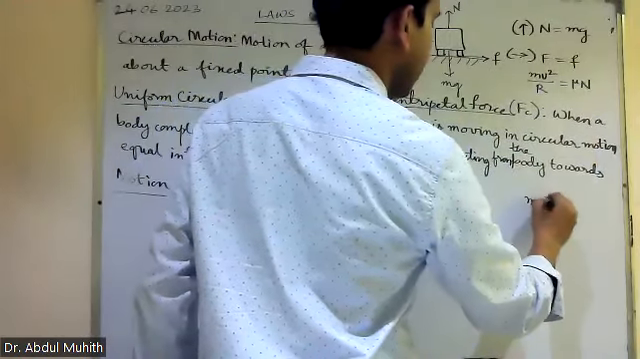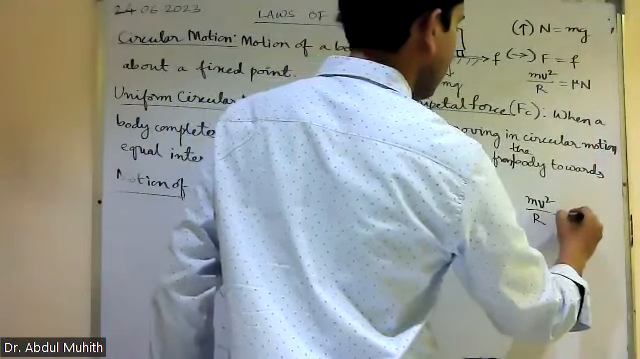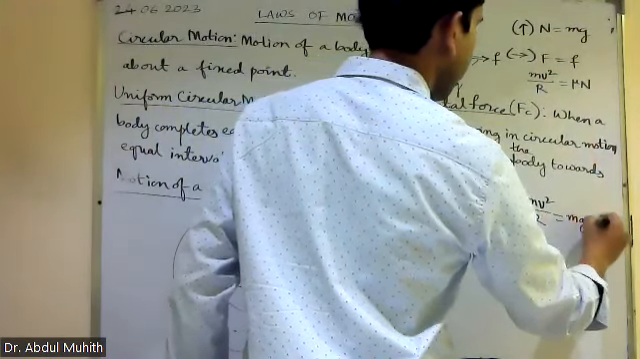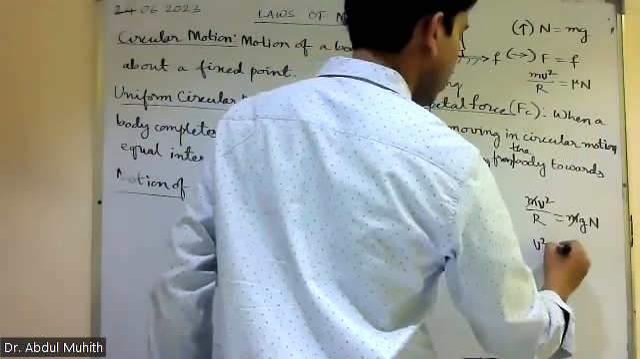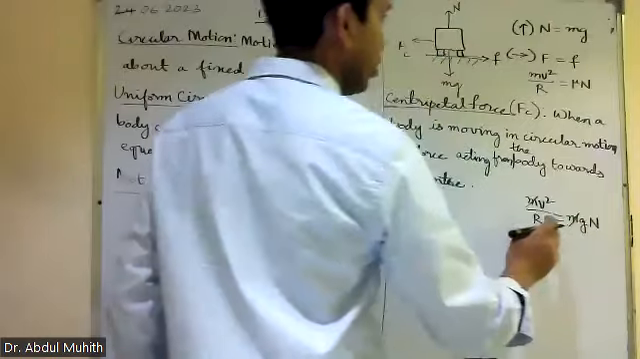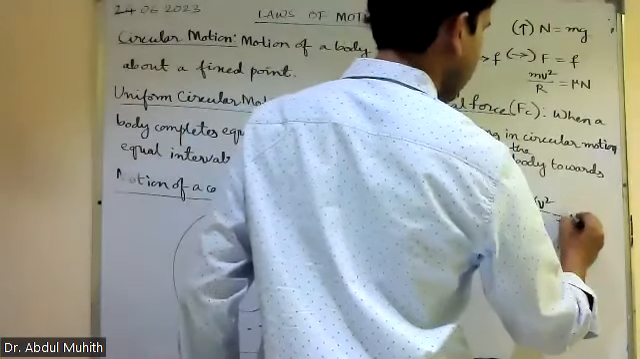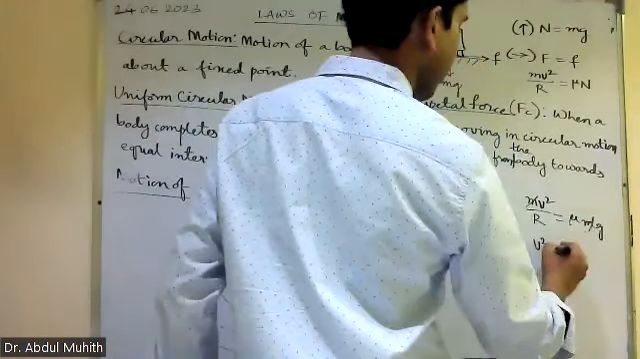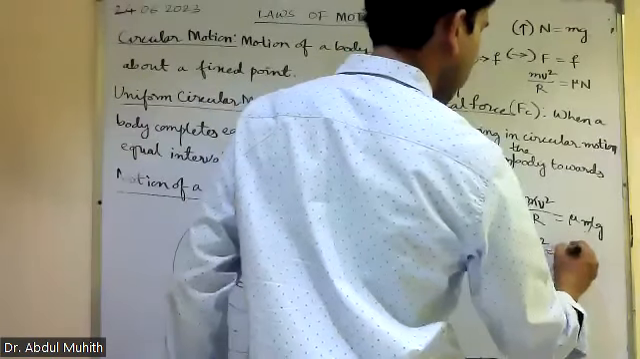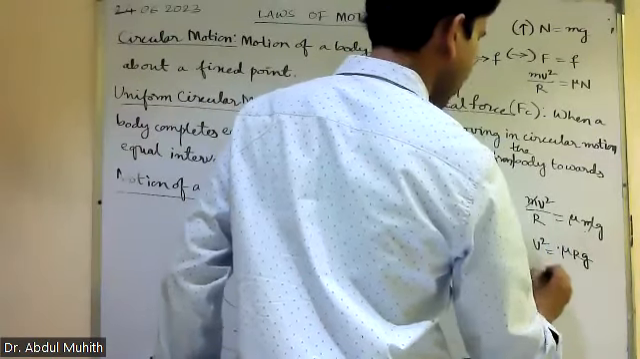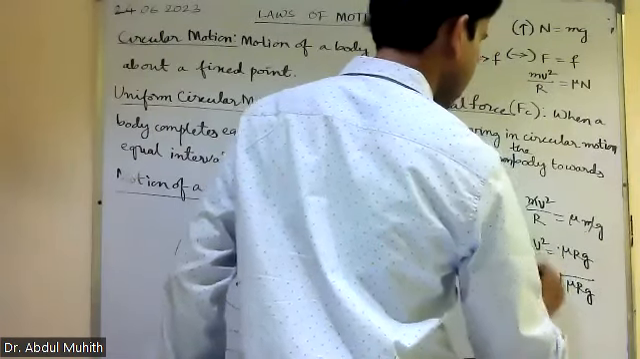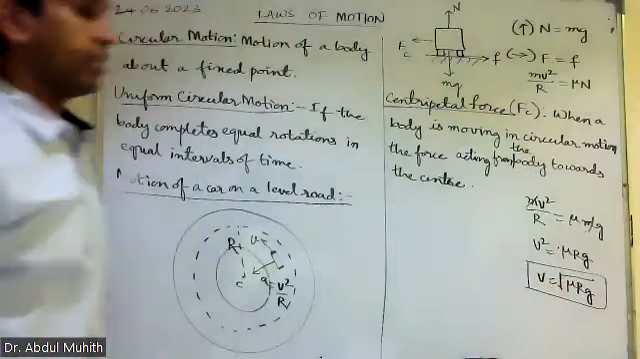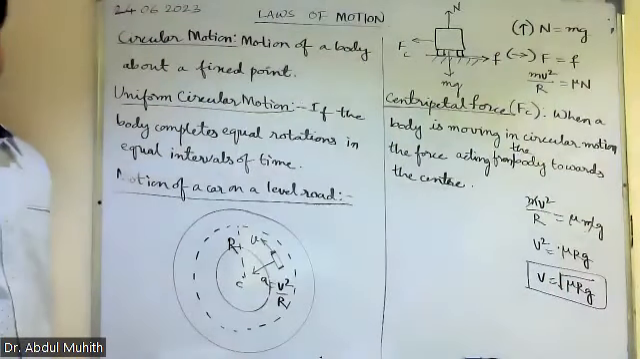So mv square by r equal to mu times n, which is mu mg. M and m will go away. V square is equal to mu r g, and v is equal to square root of mu r g. This is the formula for velocity.